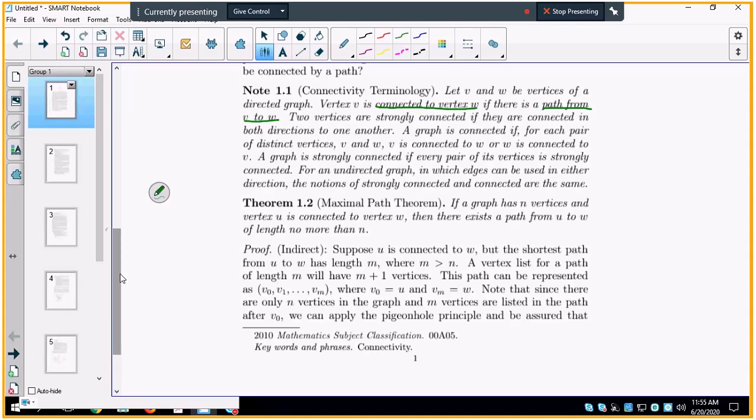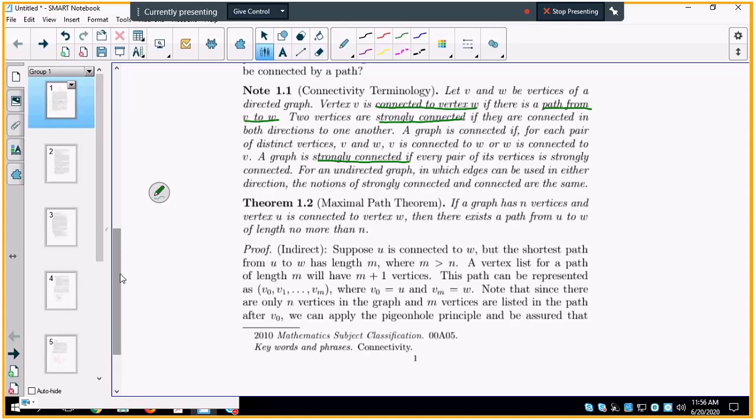Then two vertices will be strongly connected if they are connected in both directions to one another. A graph is connected if for each pair of distinct vertices, V and W, V is connected to W or W is connected to V. So we have the idea of two vertices being connected. We say that the whole graph is connected if this is true for all of the vertices. If for any two vertices, V and W, either V is connected to W or W is connected to V. And the notion of strongly connected is if there's a two-way connection between V and W. So we can also extend that to the idea of a graph. A graph will be said to be strongly connected if every pair of its vertices is strongly connected.